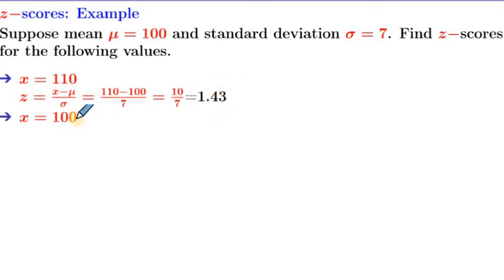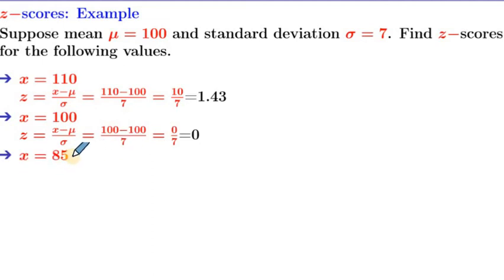So let's look at another example. We need to find the z-score when our x is 100. We simply need to plug in the values into our formula. So we know our x is 100 and our mean is 100 and our standard deviation is 7. So on doing this, we get 0 over 7, which is equal to 0.